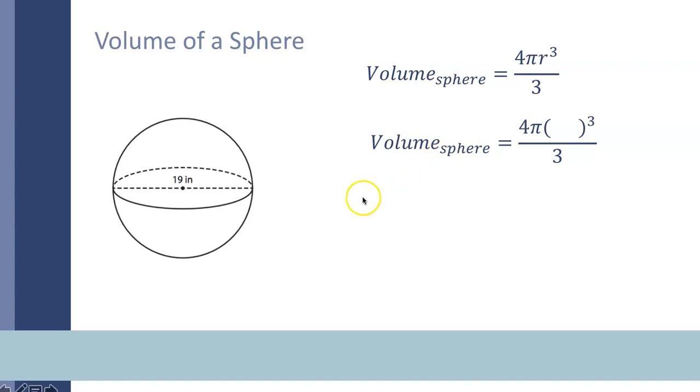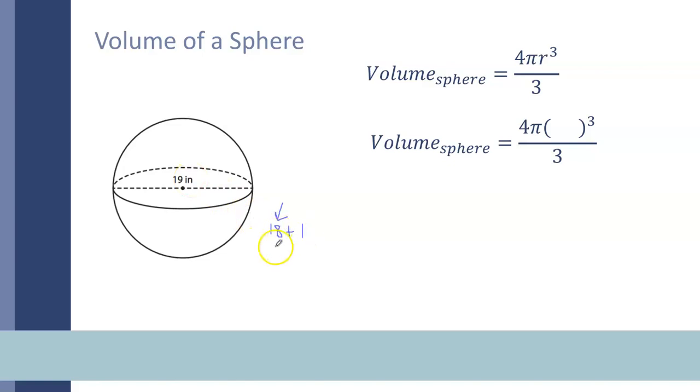And now we can fill in the radius. Well, they don't give us the radius, they give us the diameter. So what we need to do is split that in half. When I split an odd number in half, I think of the even number that is right below the number I'm given. So the even number just below 19 is 18.